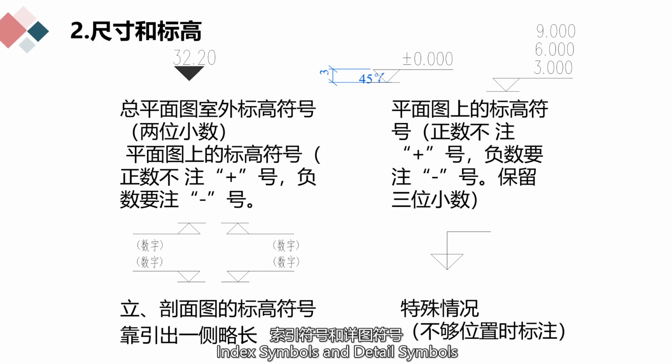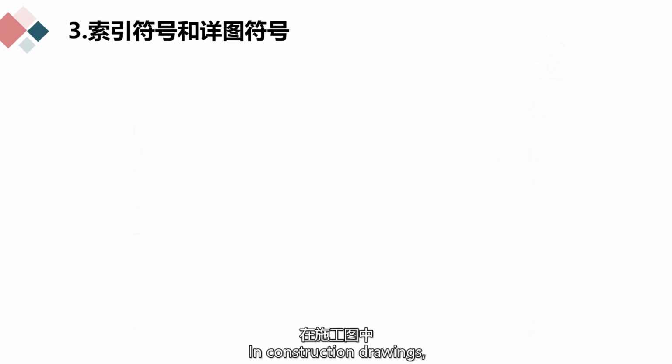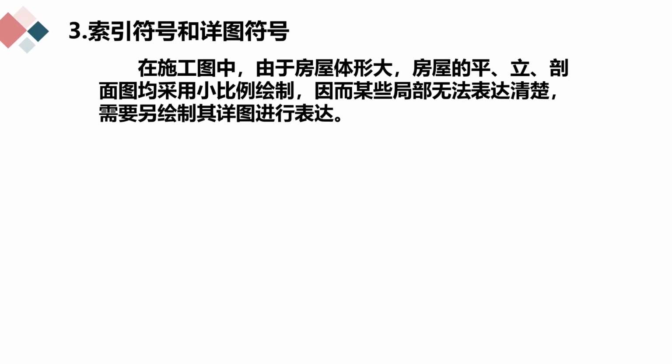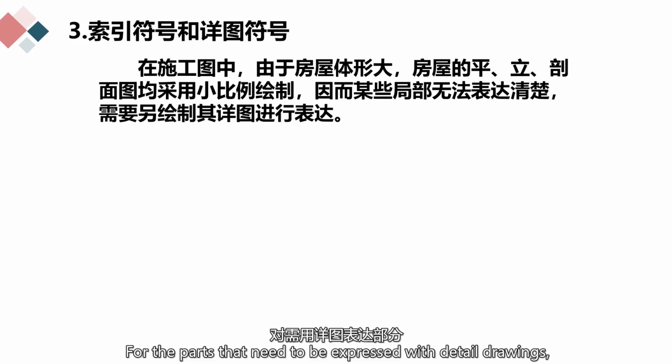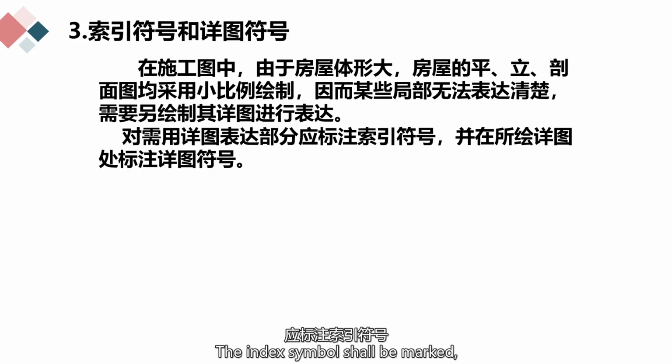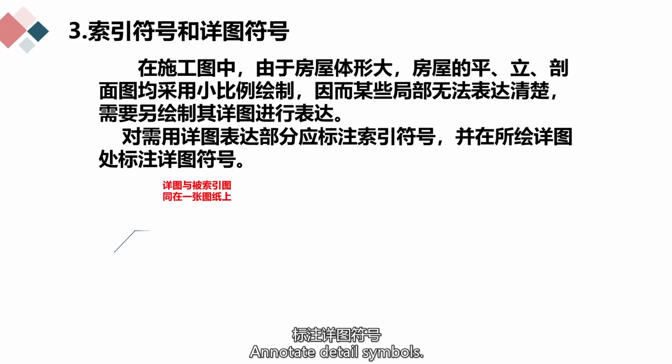Index symbols and detail symbols. In construction drawings, due to the large size of buildings, the plans, elevations, and sections of the building are all drawn with small scales, and thus some parts cannot be clearly expressed and need to be drawn in detail to express them. For the parts that need to be expressed with detailed drawings, the index symbol shall be marked, and at the detailed drawing, annotate detail symbols.